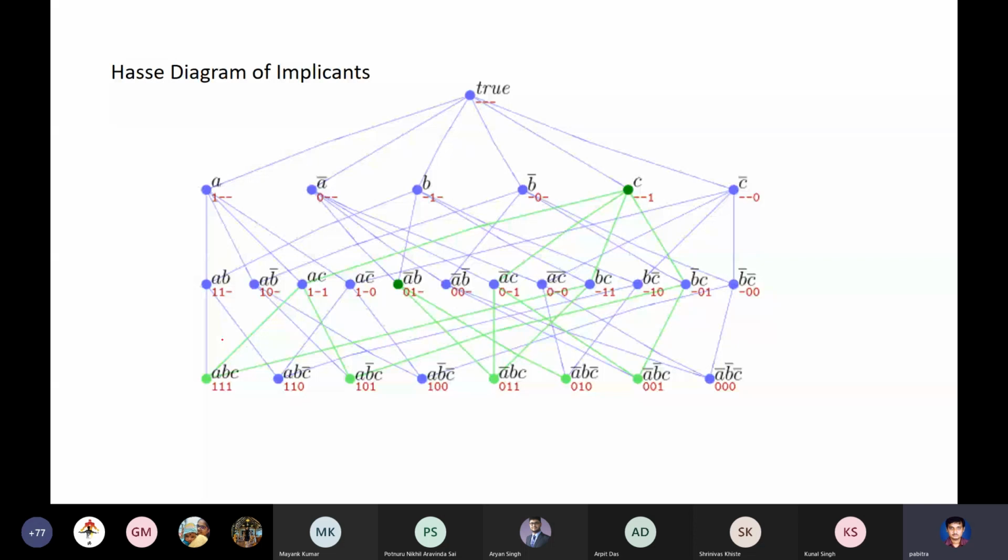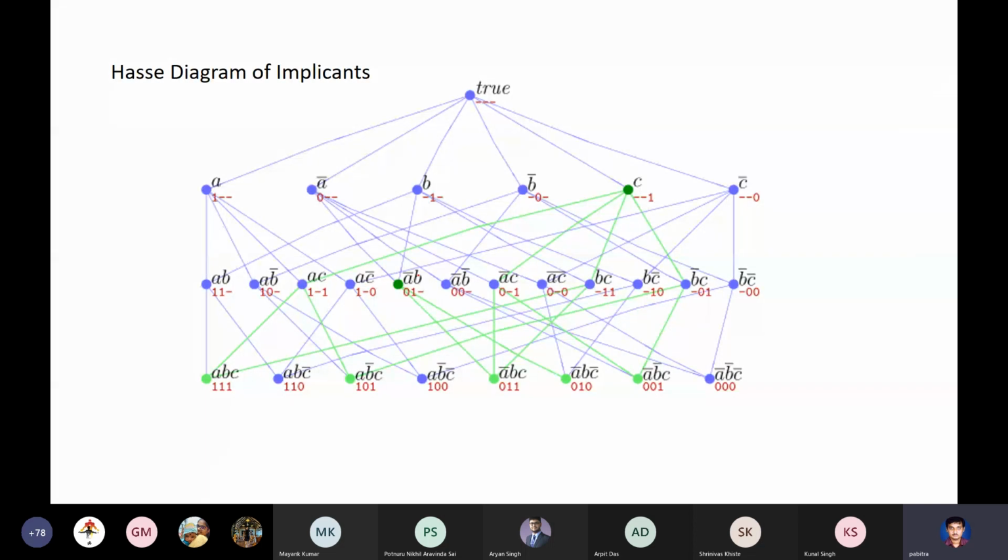Now note what this basically means in the Karnaugh map. If I have two cells, ABC and ABC bar, I have merged them to form this larger cell AB. This is a two-sized cell, AB. So the join operation in this partial ordering, in this Hasse diagram, is basically this cube forming operation in the Karnaugh map. This is the Hasse diagram of all possible implicants that you can have involving three variables.